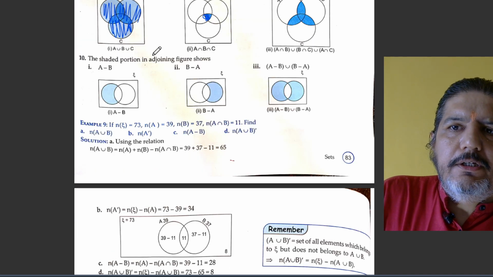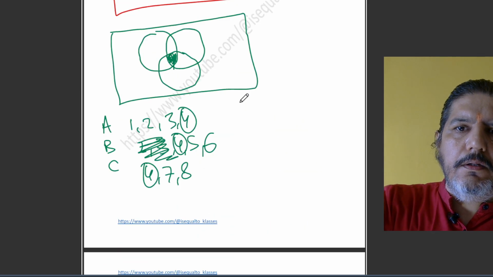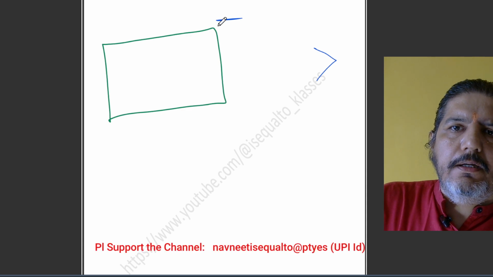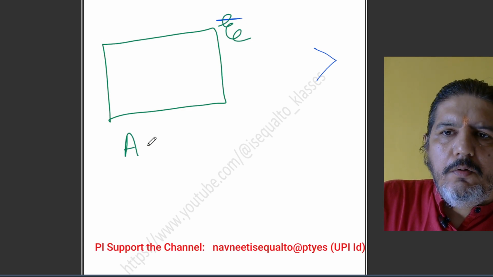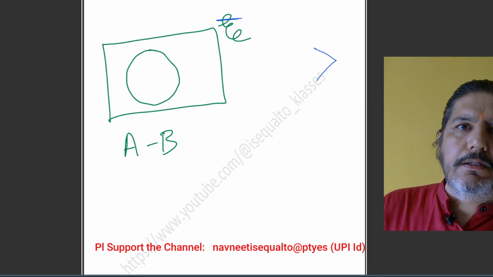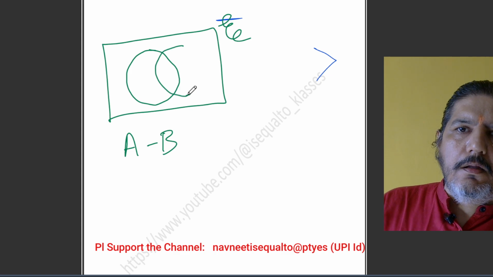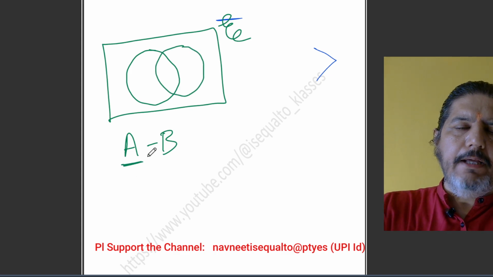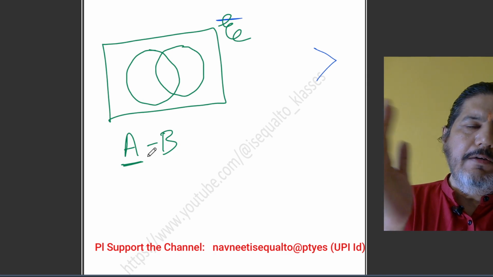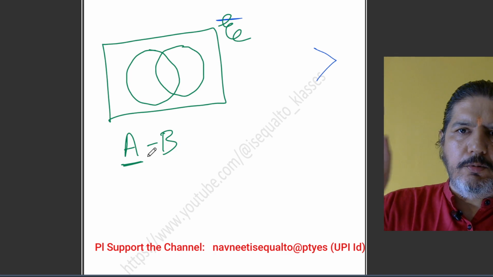Okay, then let's go to the next part, shaded portion in A minus B. So A minus B, let's look at in terms of Venn diagrams. So this is my universal set. What does A minus B imply? What A minus B implies is that you take A. Now from A, if there is any element which belongs to B also, then you take that out.